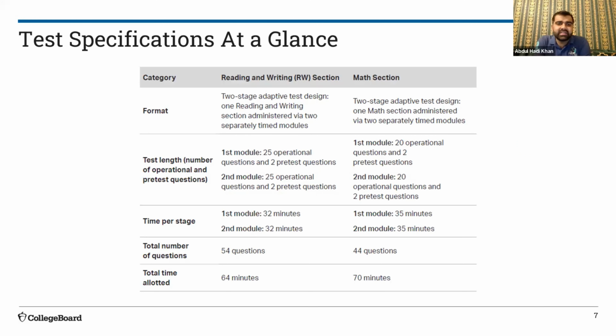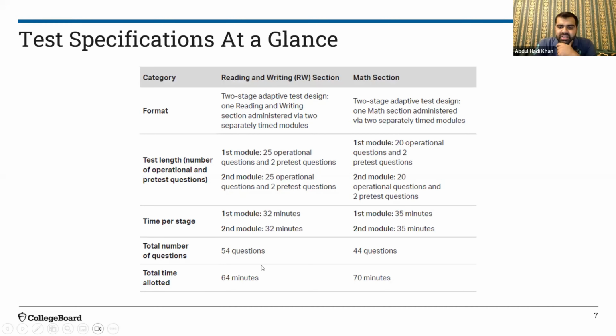Let's just quickly take a glance at the specification of the test that you would now see. As we've seen, the test is going to be module adaptive. The length is going to be far shorter. In math, you will only see 22 questions in each module. So 22 plus 22 will make 44 questions in total in math. And again, 27 plus 27 questions in English. So in total, you would see 54 questions in English and 44 questions in math.